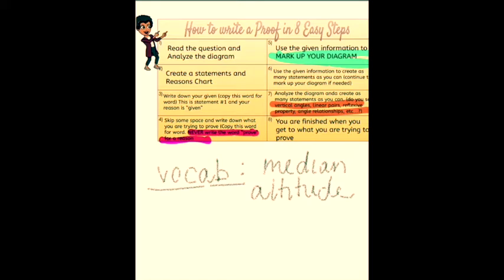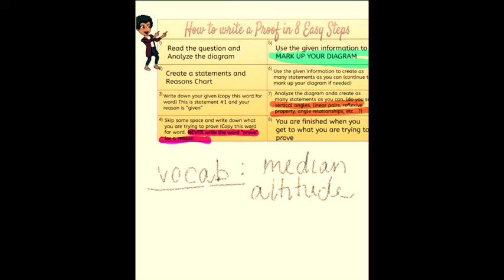Step 7 is analyzing your diagram to create as many statements as you can. So what we're saying here is, when you are done using your given to mark up your diagram and create statements, you need to go back to the diagram and start looking for things. It's super important to do this. Almost every single proof, they always have one of these 3 things hidden.